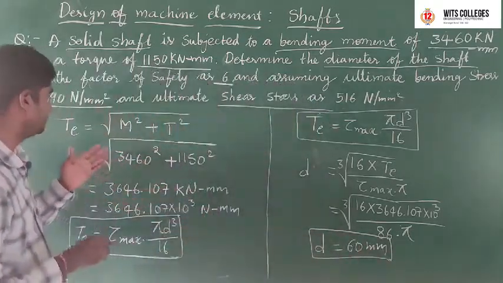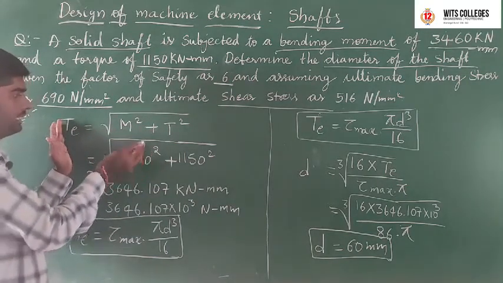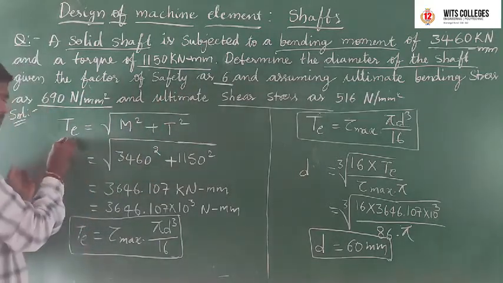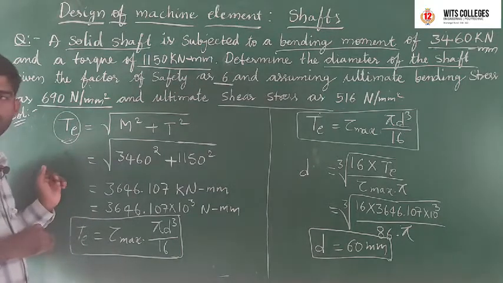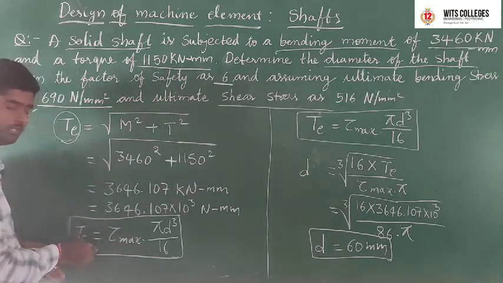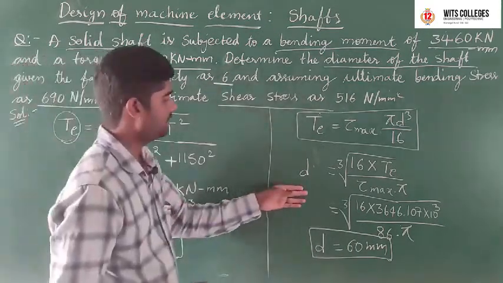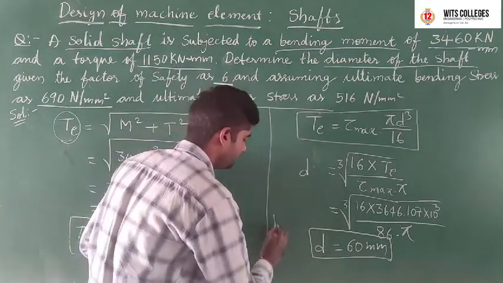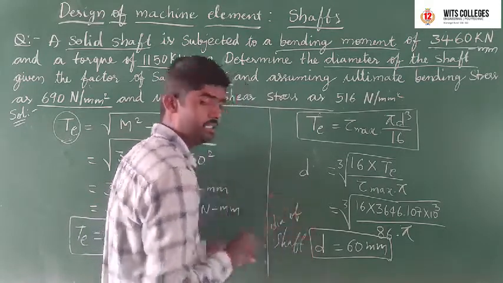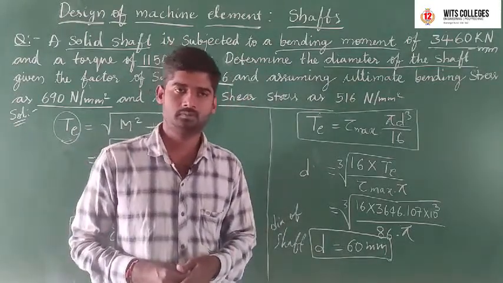First of all, see the main procedure. Find the M and T values, already known in our question. Next find the equivalent torque value. After that substitute the equivalent torque value in the equation TE is equal to tau max into pi d cube by 16. Then find D, the diameter of the shaft. This is a solid shaft, that's why only one diameter. Thank you.